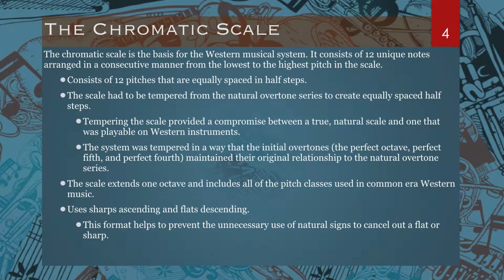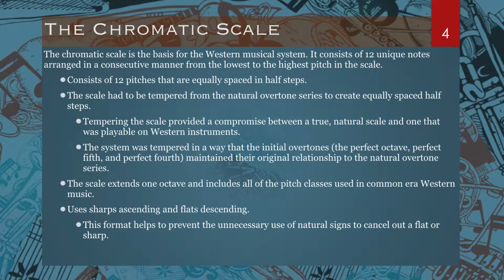So the system was tempered in a way that the initial overtones, which are the perfect octave, the perfect fifth, and the perfect fourth, maintained their original relationship to the natural overtone series. This is one of the reasons why these are considered perfect intervals, because on the one hand, they didn't have to be adjusted very much at all. When we created our tempered system, we were able to keep the first couple overtones in our series the same. So we had our octave first, and then we had a fifth above that octave, and then we had a fourth above that fifth. And this allows them to be considered perfect intervals because they basically don't have to be adjusted. So the scale extends one octave and includes all of the pitch classes used in common era Western music.